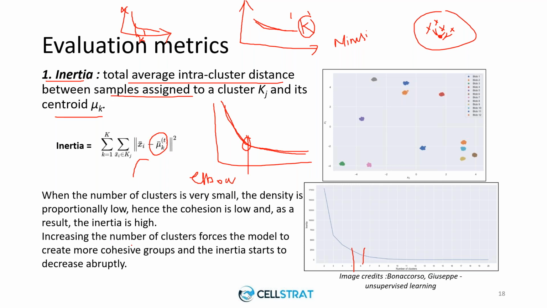When you increase the number of clusters, you are creating more cohesive groups, and that's the reason why inertia is reducing. I already told you what cohesiveness is. You're trying to increase the cohesiveness and maximize the separation, which leads to a reduction in inertia. Is this clear? Is inertia clear? I think it's a very simple metric.